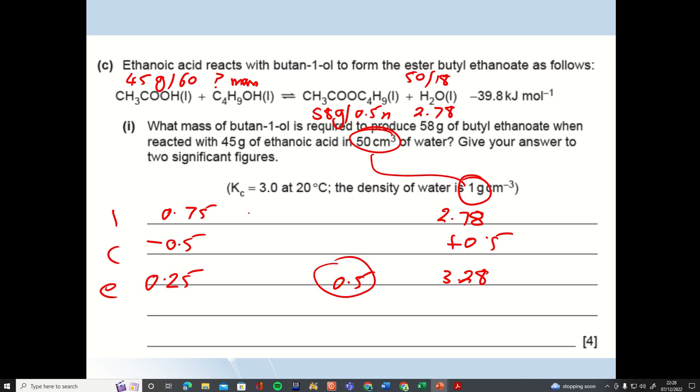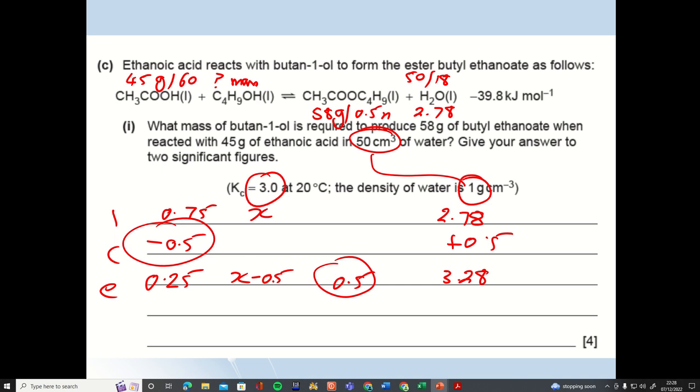Now I want to work out x. I want to work out how many moles of butan-1-ol I needed to start off with. I know that at equilibrium that is x minus 0.5 moles, because that's how many moles of that reacted. So the moles of the butan-1-ol that react will be exactly the same. Now we've also been told that my Kc is as so.